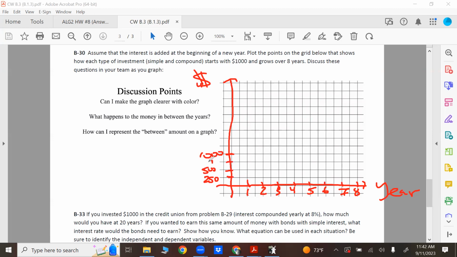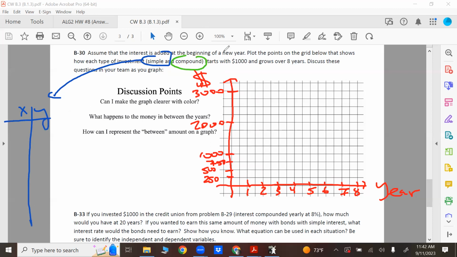250, 500. So when you try to visualize data, be very mindful of how you space things out so it's easy to see, and that it makes sense for the problem you're dealing with, you know? That's 2000, and that's 3000. So what we'll do, I'm going to do blue for simple. I'll make a table for it. And we'll do green for compound.